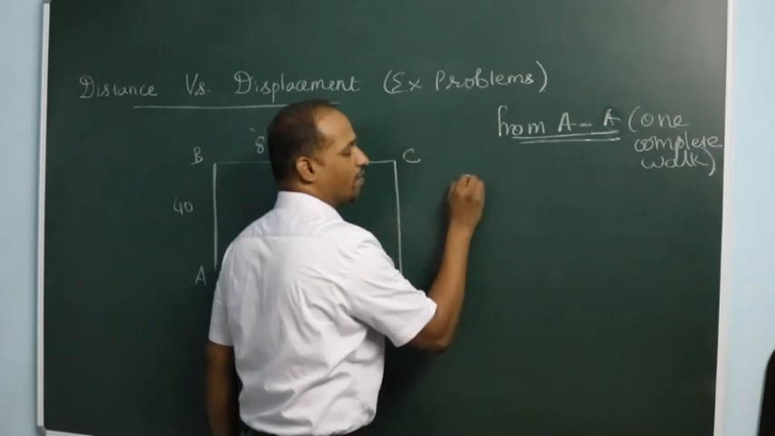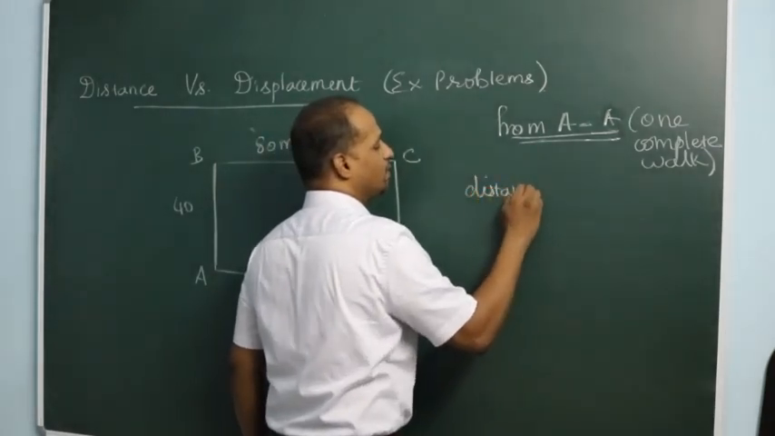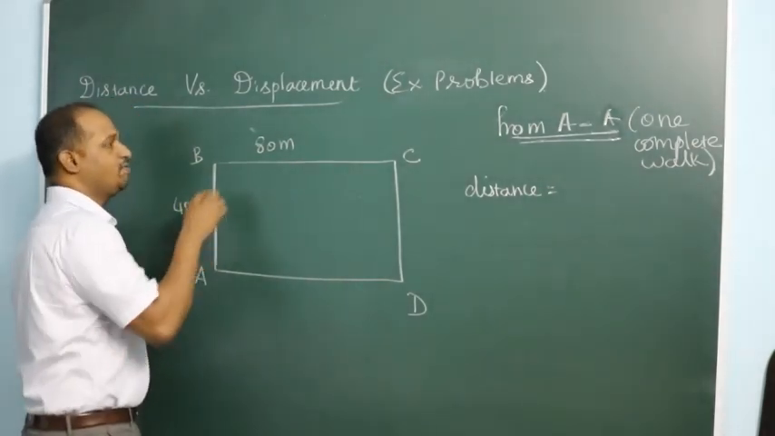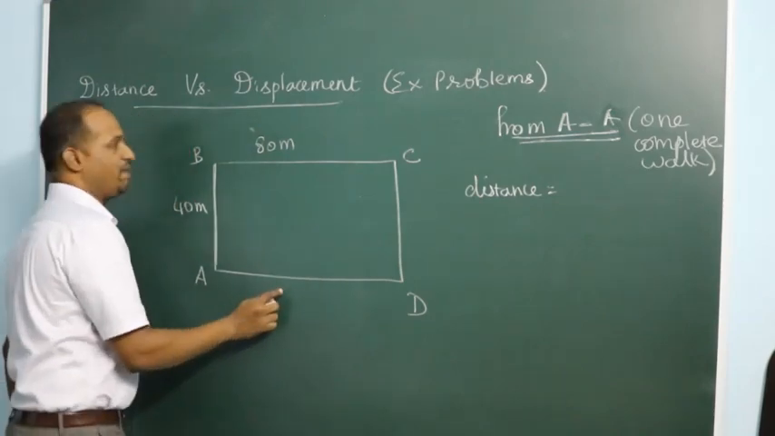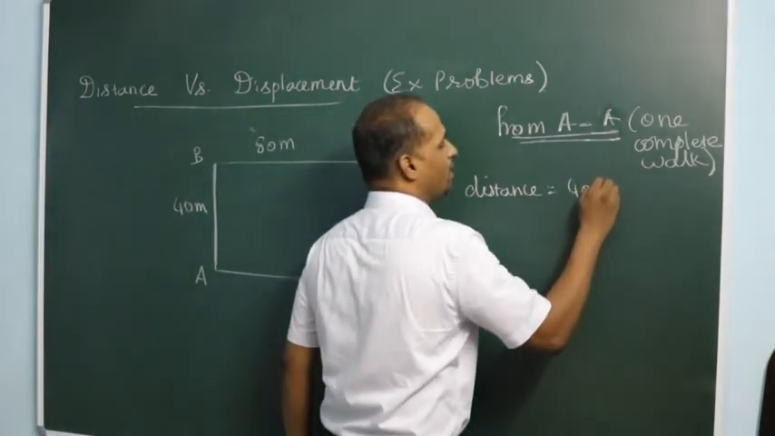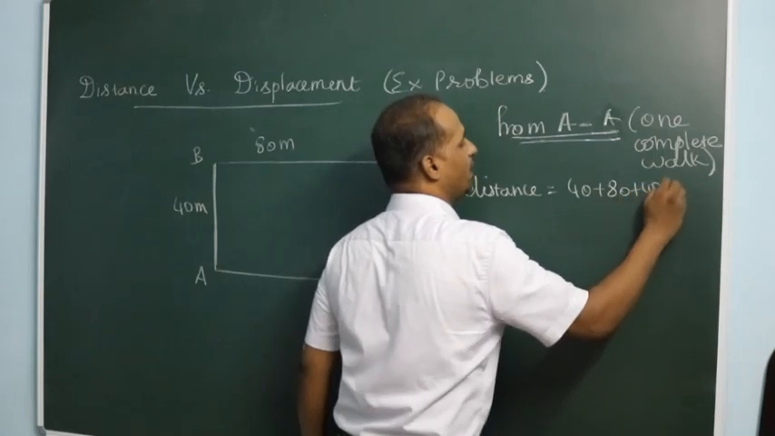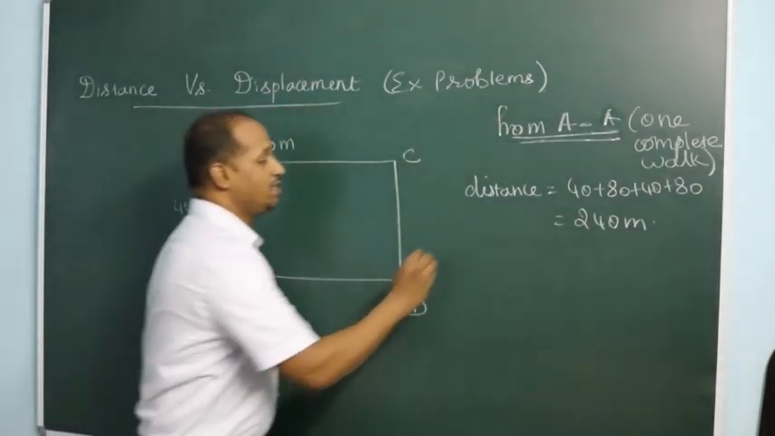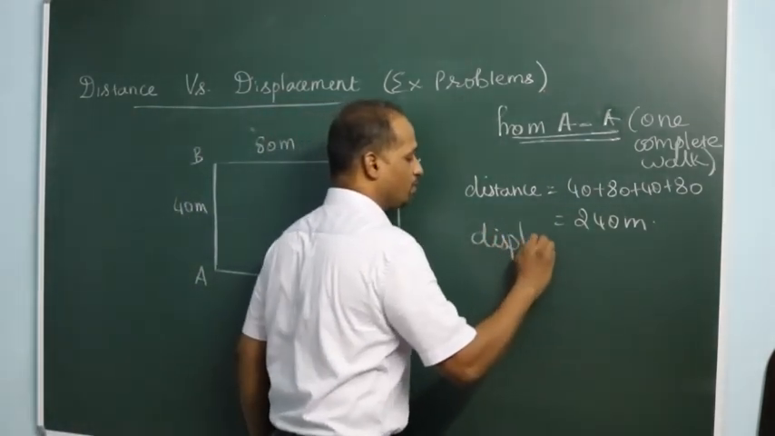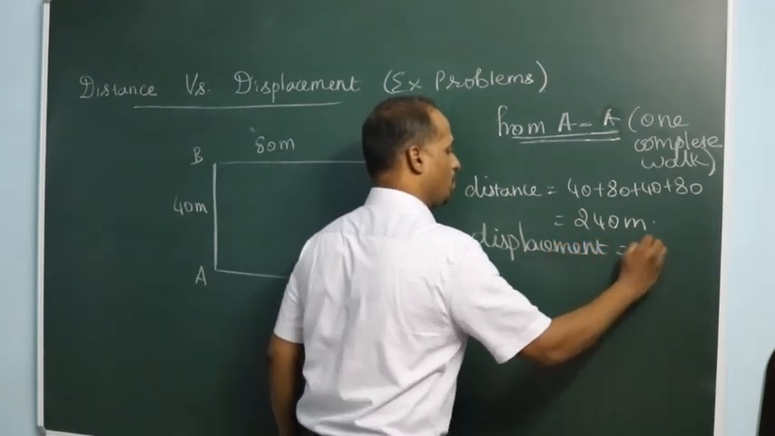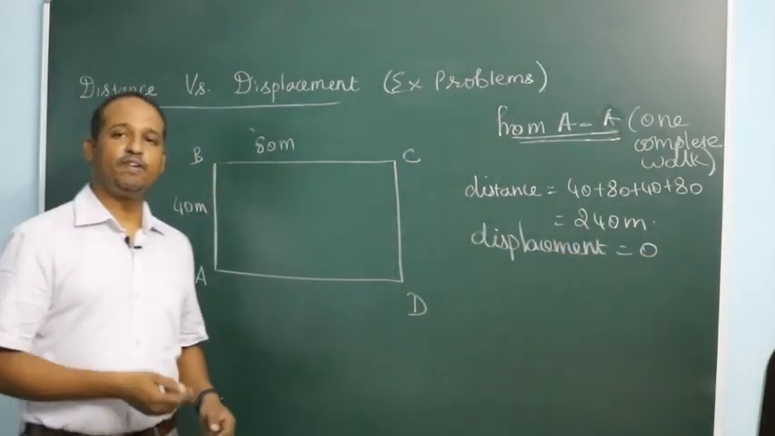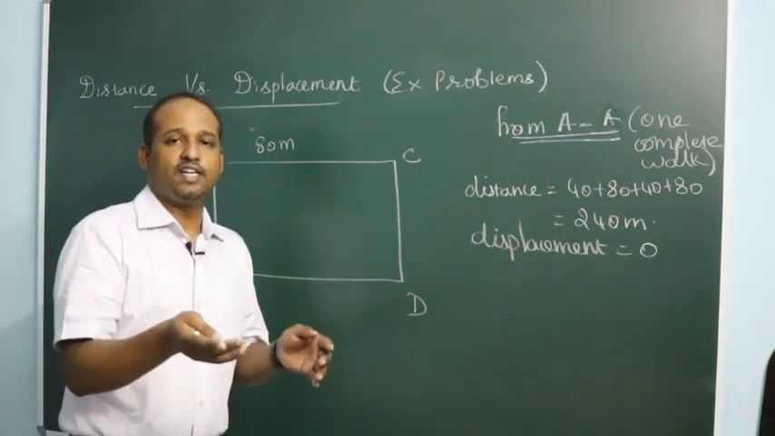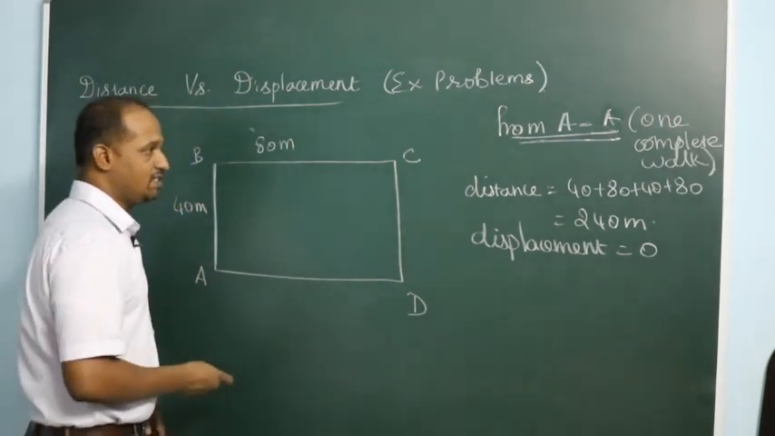around the track. From A to A, distance is the actual length of the path traveled, so it is 40 meters plus 80 meters plus 40 meters plus 80 meters. So it is 40 plus 80 plus 40 plus 80, which is 240 meters. Whereas displacement is 0. Because he has come back to the same point, since the initial and final points are the same, the distance between the initial and final points is 0. The shortest distance is 0.